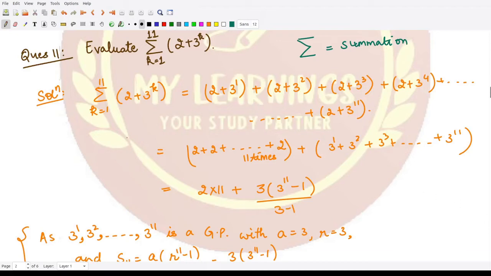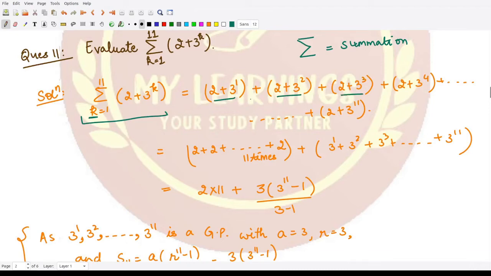The term here is the summation, k varying from 1 to 11, of the term 2 plus 3 raised to power k. Here k varies, so the value of k would be 1 to 11. The first term would be 2 plus 3 raised to power 1. Next term would be 2 plus 3 raised to power 2. Next term would be 2 plus 3 raised to power 3.